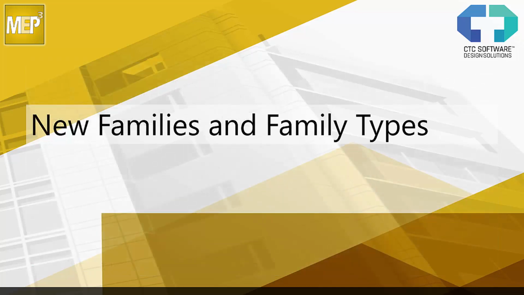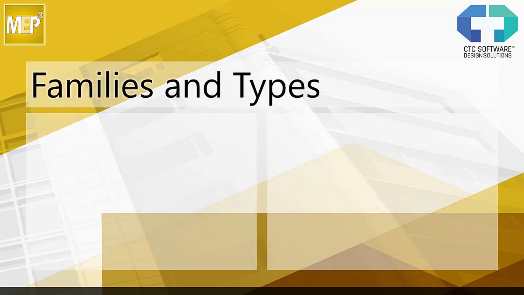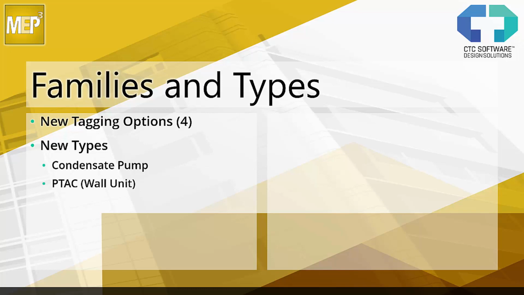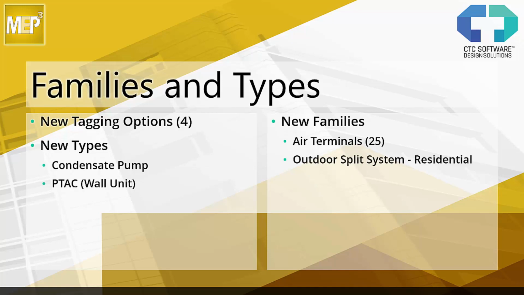Now, across the board, we also have a bunch of new families and family types in other areas as well. There are new tagging options, 4 in particular. There are new family types for condensate pumps and for PTAC wall units. There are also new families. I've already mentioned the air terminals, 25 new families in the air terminals area, but there are also some new outdoor split system residential families and a new domestic booster pump within the plumbing space. And then finally, there's a new fire protection standpipe valve that's available as well.